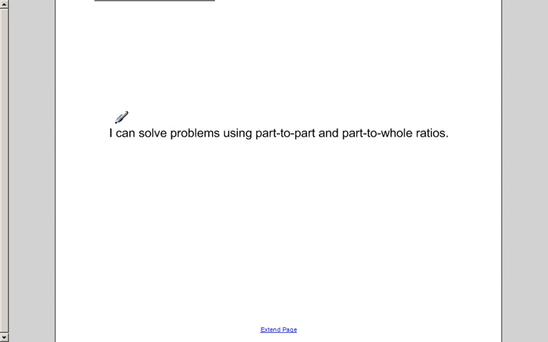And now you should be prepared to work on your personal goals now, and hopefully you can say, I can solve problems using part-to-part and part-to-whole ratios.